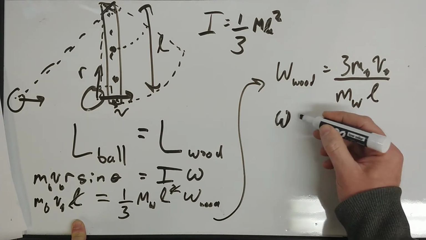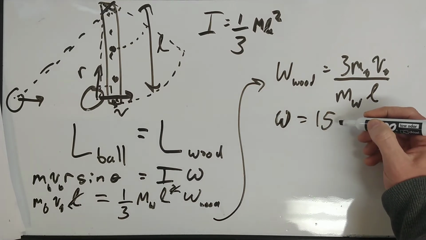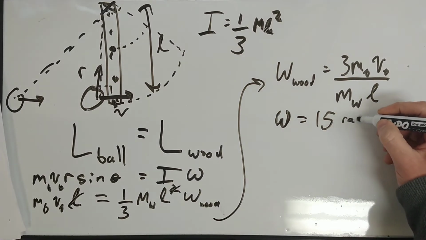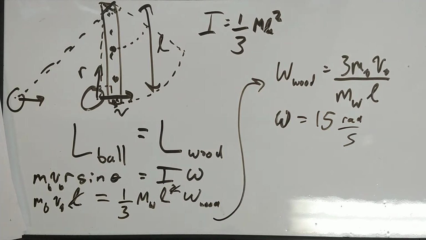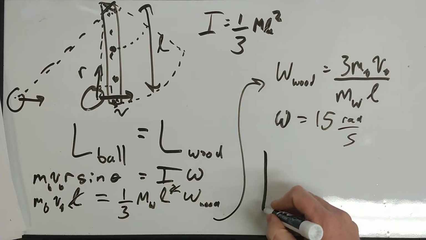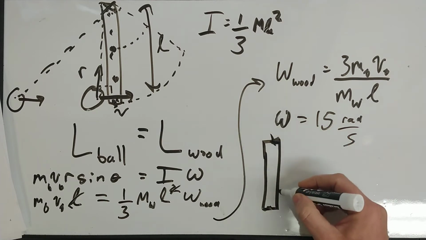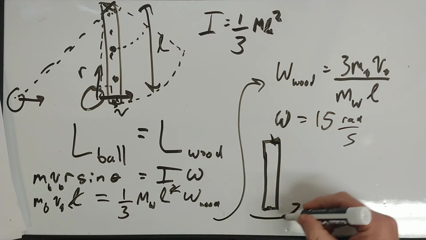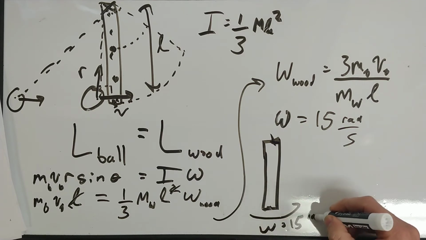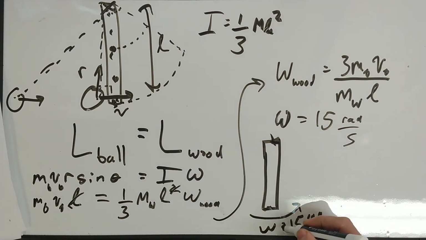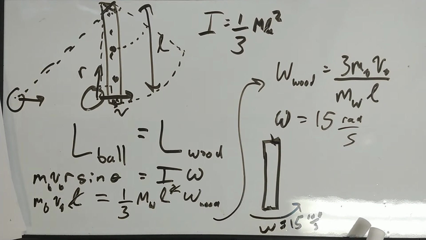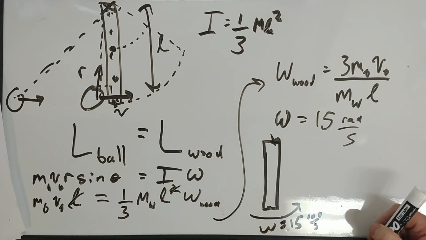The omega, the angular velocity, ends up being 15, I think. Check my calculator. 15 radians per second, I believe. All right. So that's the angular velocity with which this wood initially starts to swing up. So omega equals 15 radians per second. All right, and let's just treat that as the speed, I guess. We'll have to figure out in a couple spots. Okay, so there we go. That's part A.